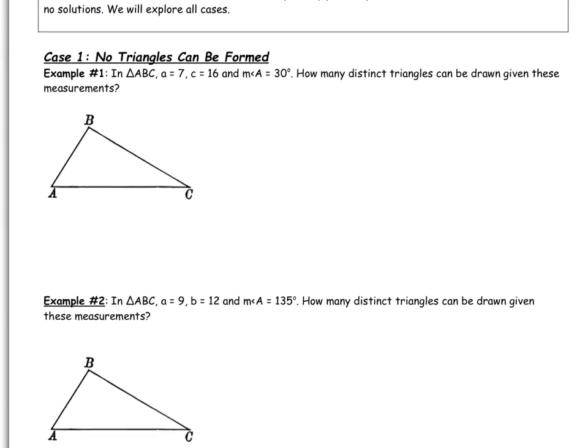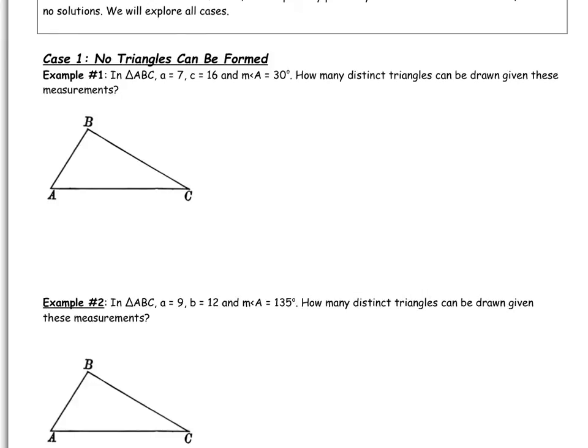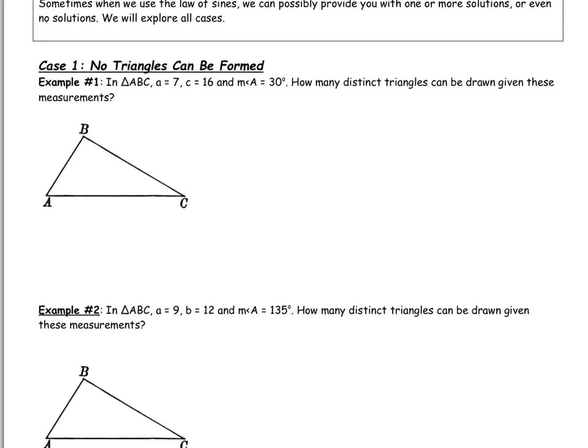So case number one, we have two examples, example 1 and example 2, as to how we're going to have no triangles be able to be formed. So let's go ahead and try example number 1. Example number 1 says that a is equal to 7. Remember that a is across from angle A, so a is 7. c is 16, so c is across from angle C, and the measure of angle A is 30. The question is asking, how many distinct triangles can be drawn given these measurements?